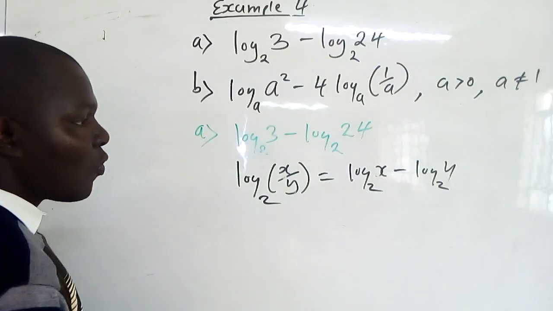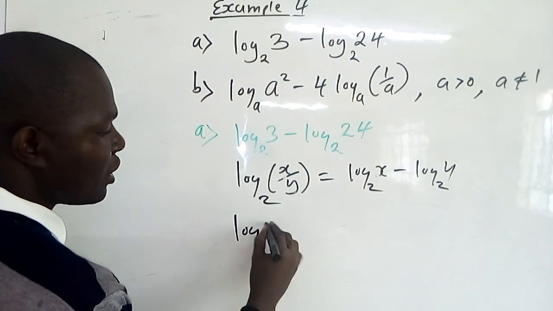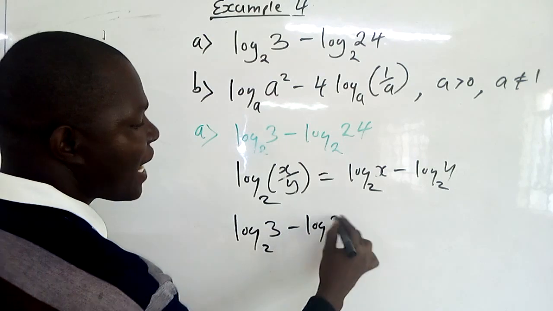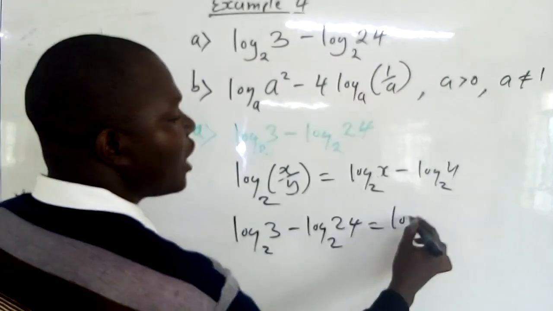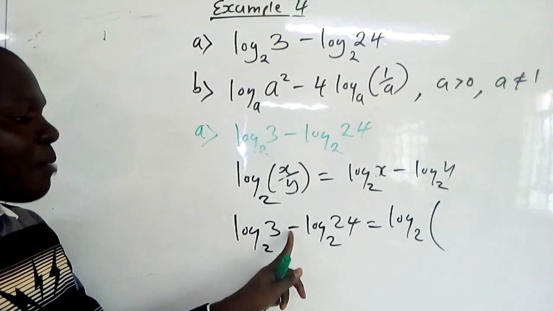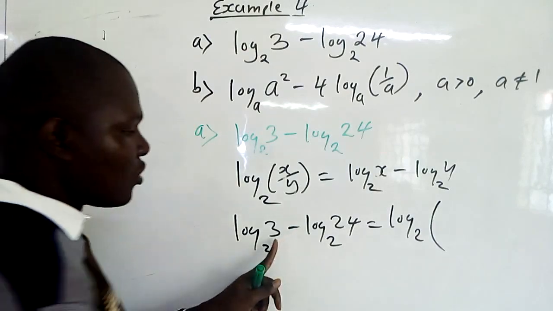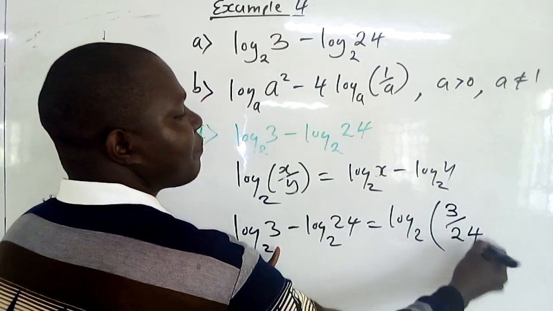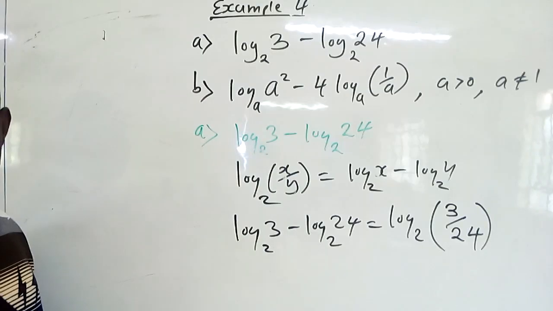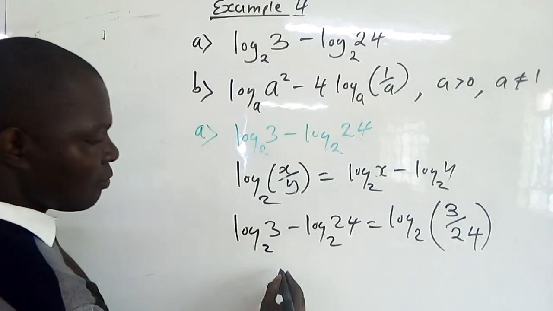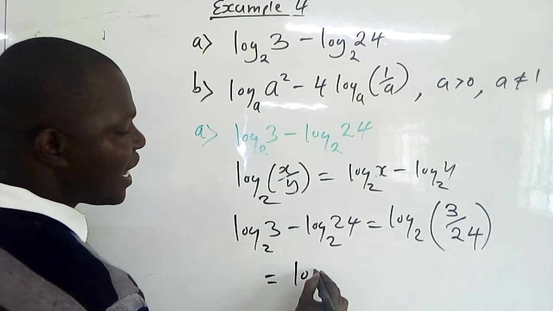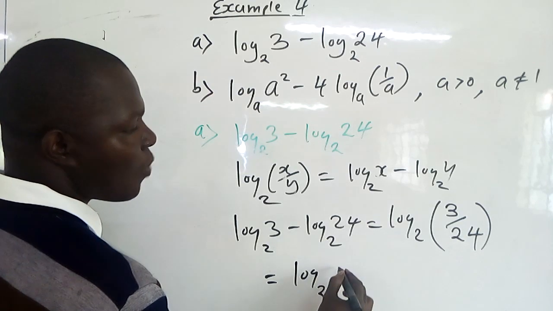So when we have log 3 to base 2 minus log 24 to base 2, if we remove log to base 2 outside, subtraction changes to division, so that we now have 3 over 24. So what is 3 over 24? 1 over 8, isn't it? So that is log to base 2 of 1 over 8.